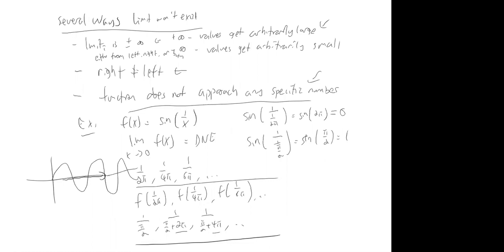Okay. So moving on. So we have something like limit x goes to 0 of 1 over x. Let's try to figure out what this is.